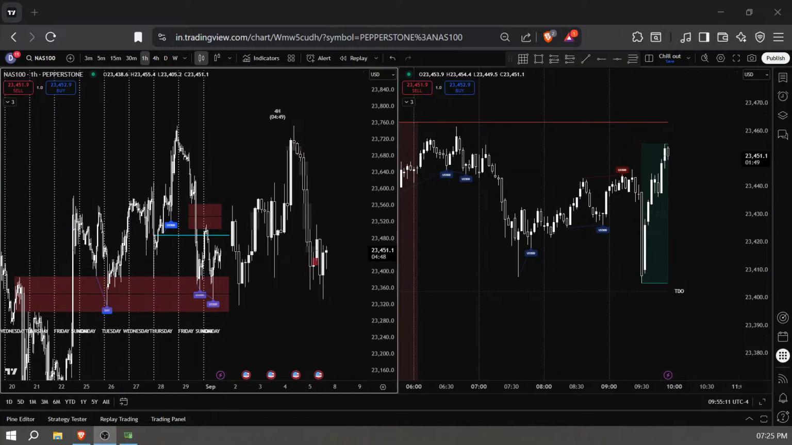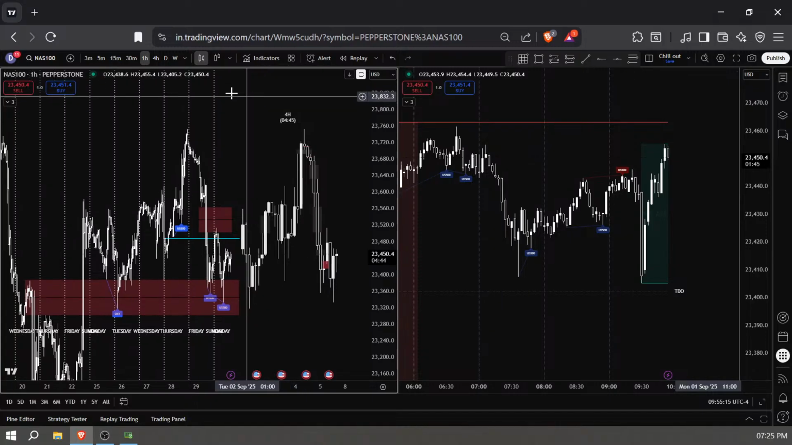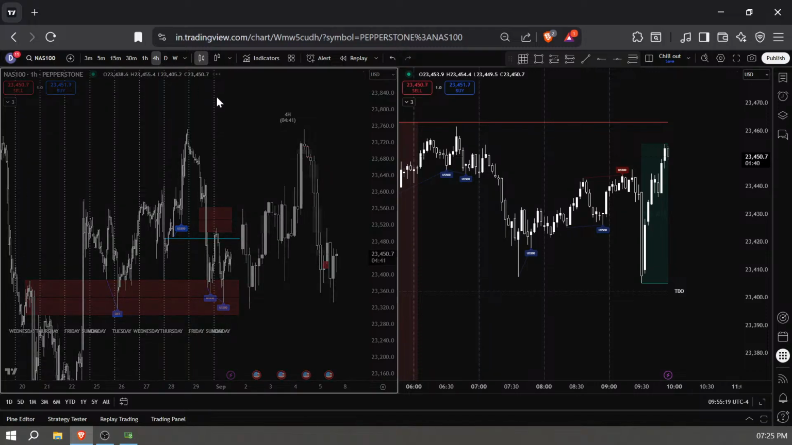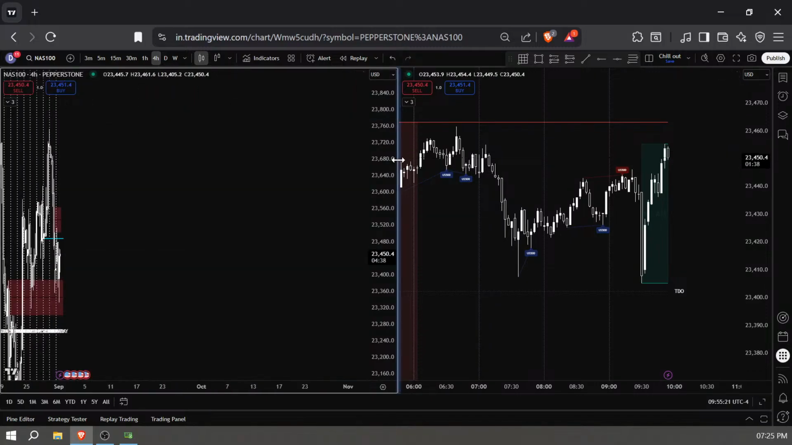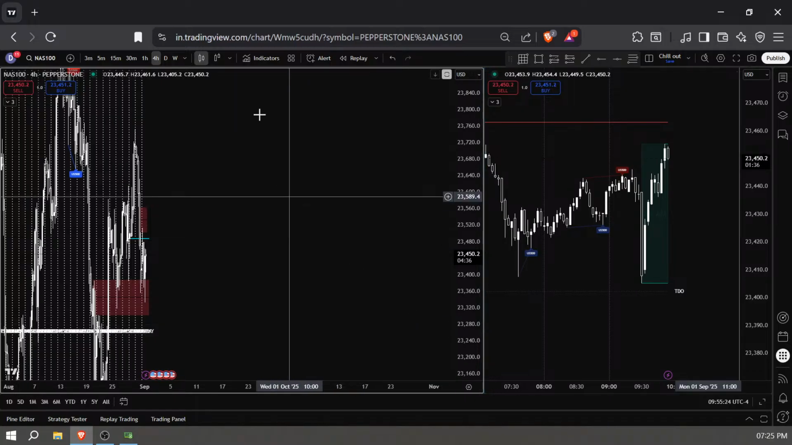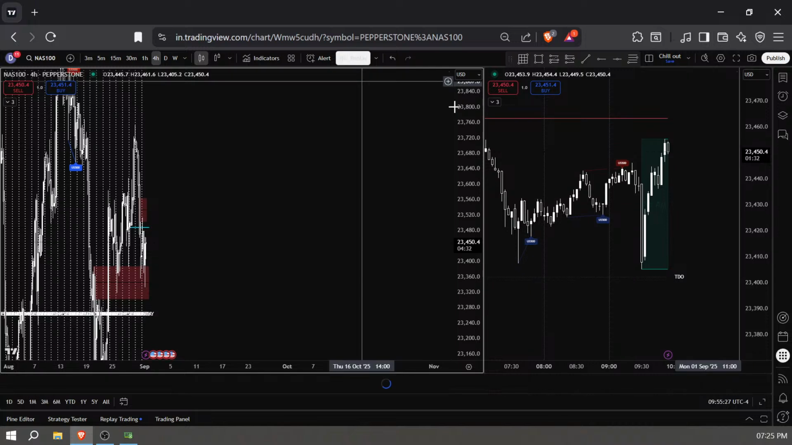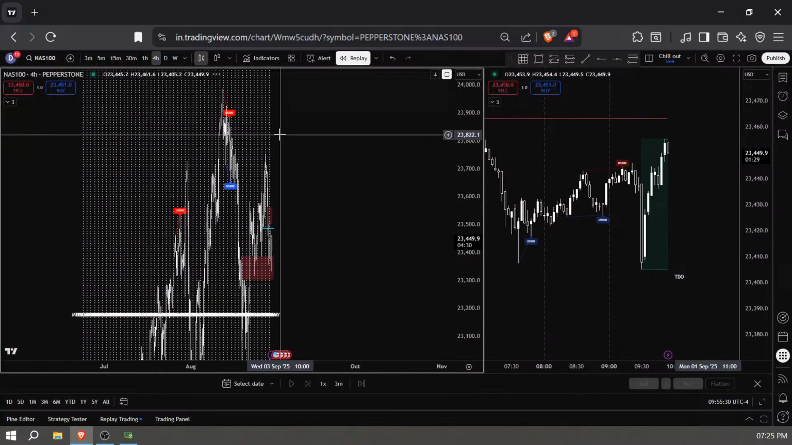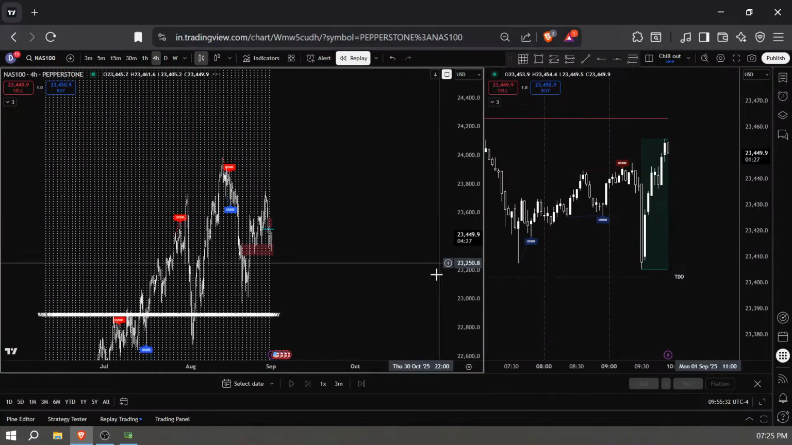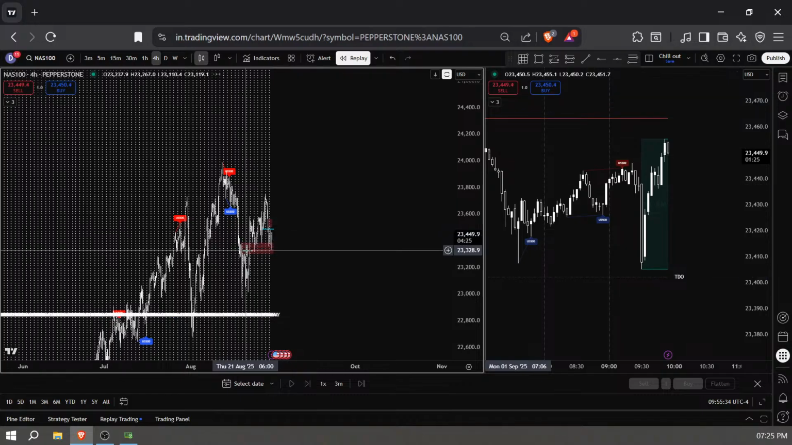On that note, we are going to backtest on Nasdaq, only on Nasdaq. So let me quickly go to 4 hours. And we'll backtest this bull run starting from 20th of August.